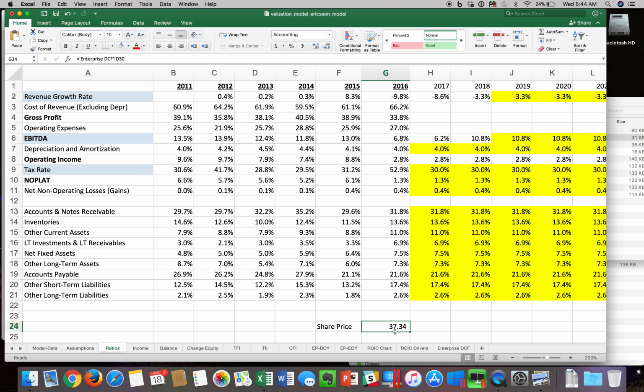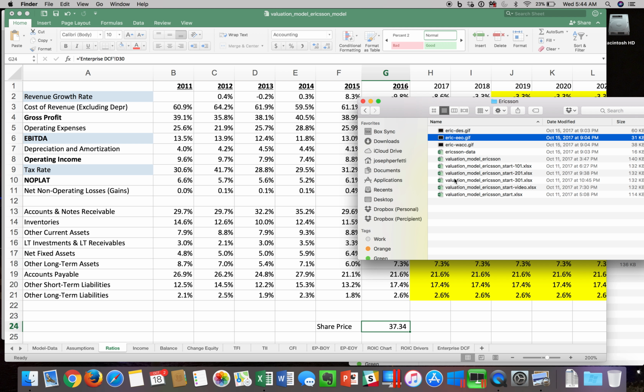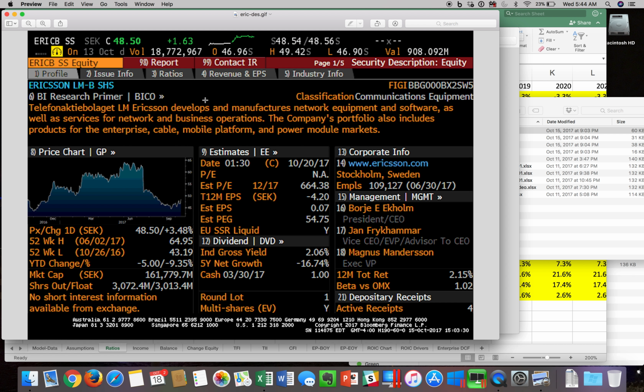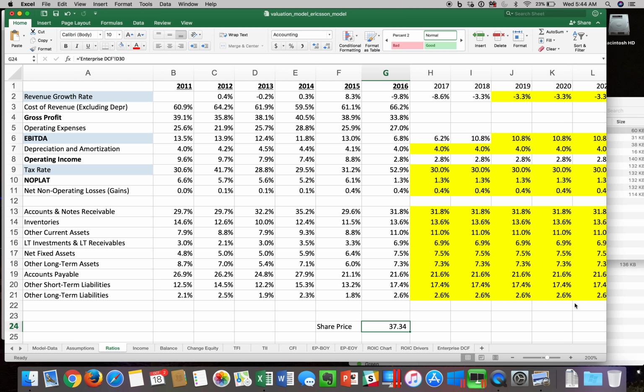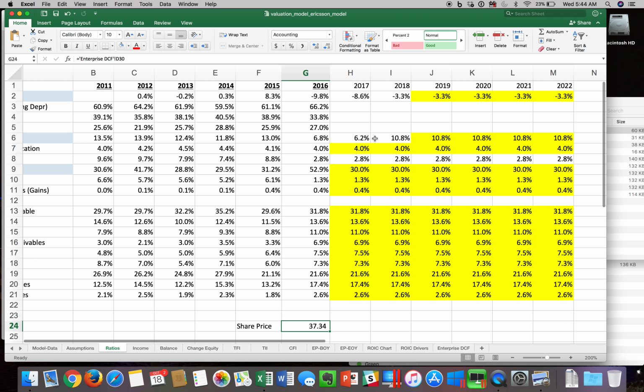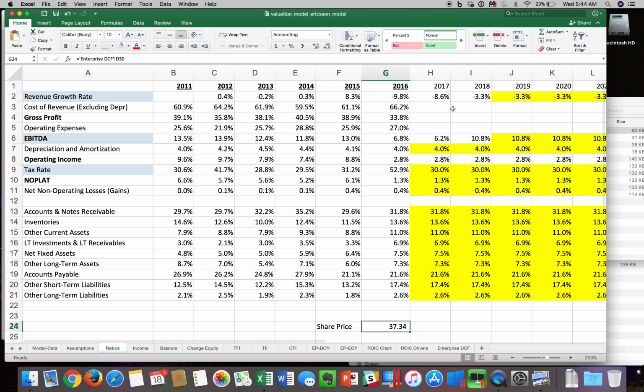Now, here's what I mean by an as-is valuation. The current share price, you can see this on the DES screen, for Ericsson is $48.50. So now we have to make an assumption of how do we get to $48.50 and get very close, like within $1 or a euro. And that's what's called an as-is valuation. So we know what these margins are, and for the next 2 years we know what the growth rates are, and then we have to think about the future.